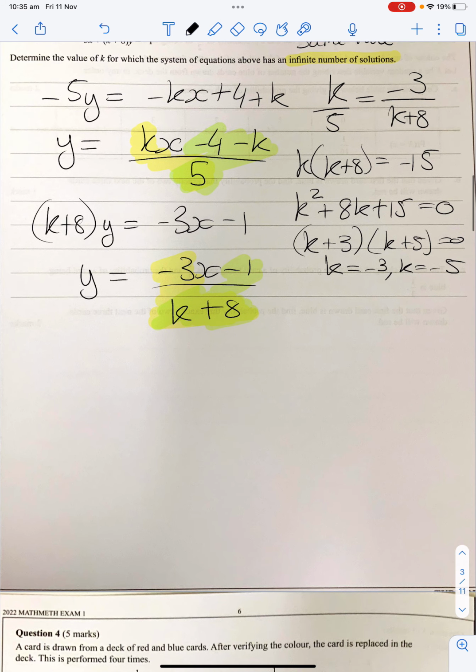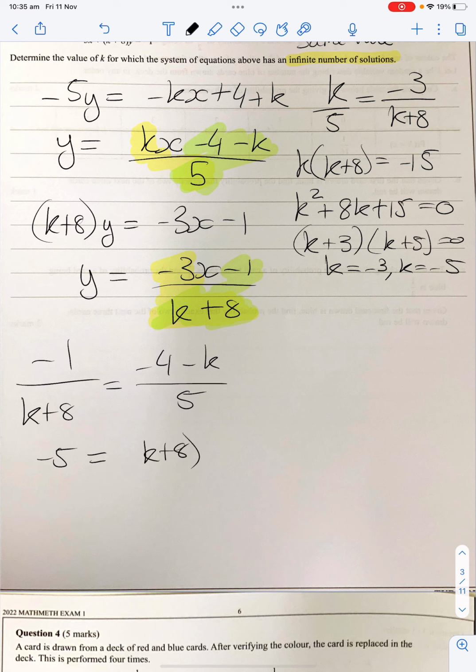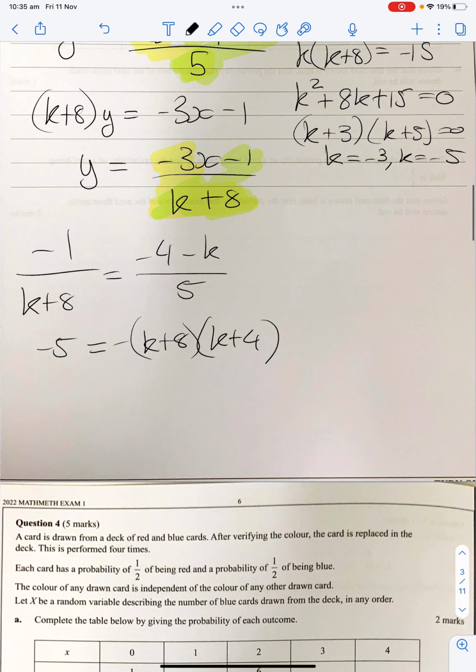Okay, but you might be more comfortable with substituting. I'm going to equate coefficients. So I've now got negative 1 over k plus 8 equals negative 4 minus k over 5. We have another quadratic, minus 5 equals k plus 8. Negative, bring the negative out the front. And then k plus 4. So the negatives cancel with each other.